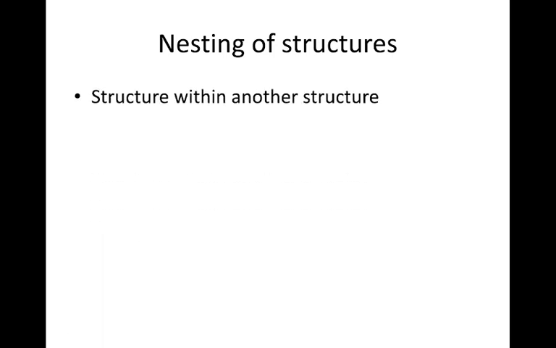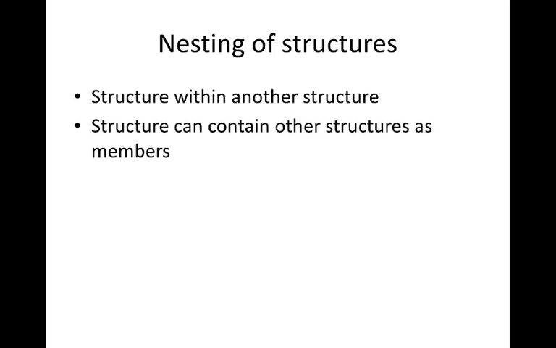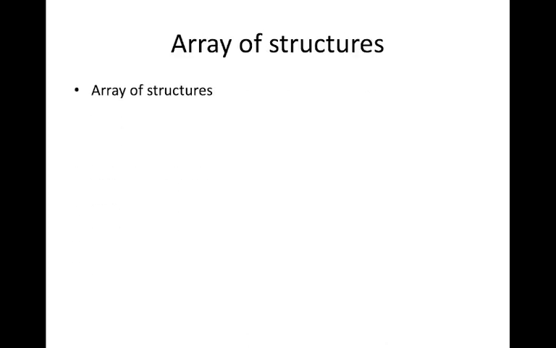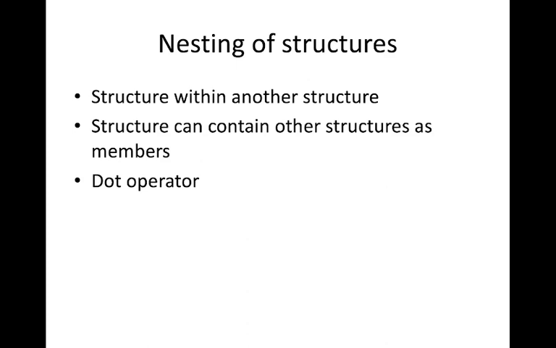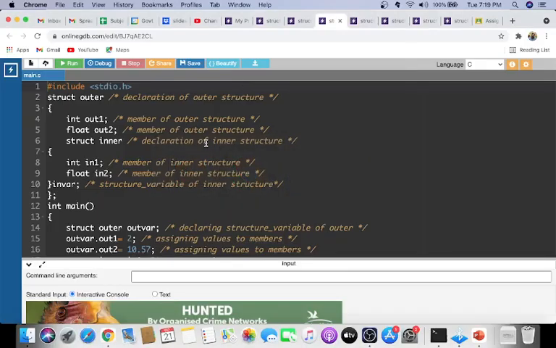Next is nesting of structures. So how to nest structures? Within a structure you can include another structure. Structure within another structure is known as nesting of structures, because a structure is a data type. Any data type can be included inside a structure. So structure is also a data type, so you can include a structure inside a structure. A structure can contain other structures as members also. The only thing is you have to use the dot operator to access those elements. We will see this nesting of structures with an example, then you will understand.